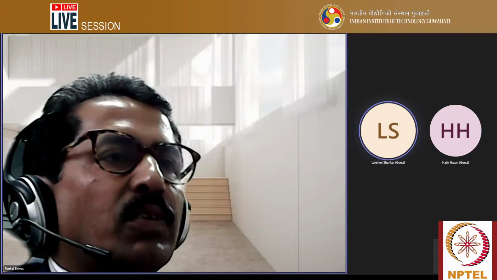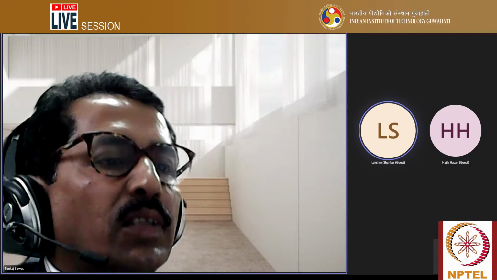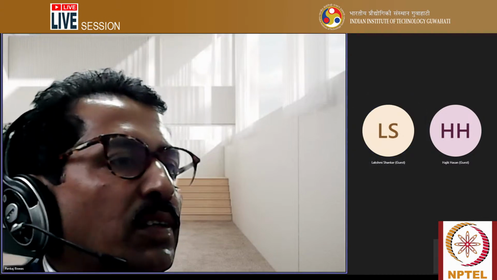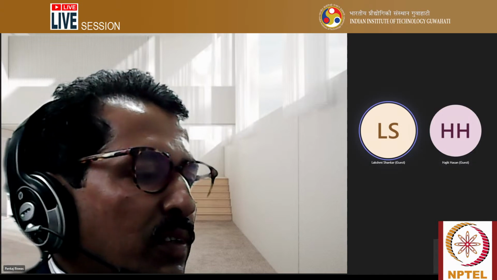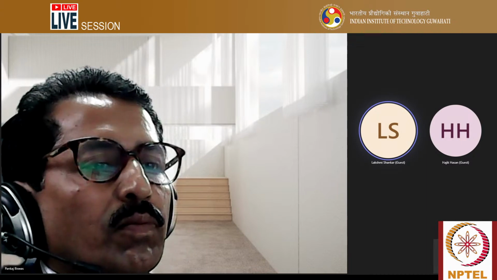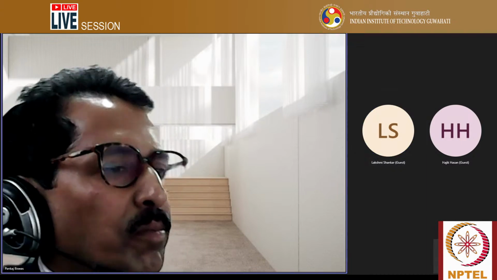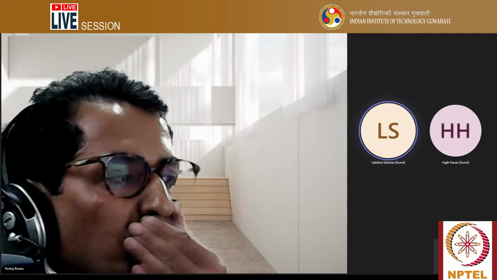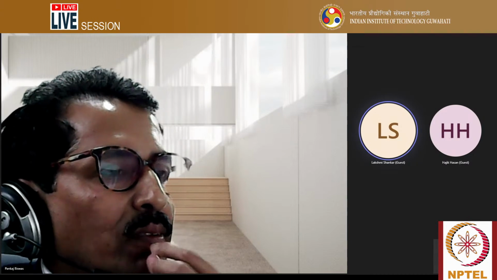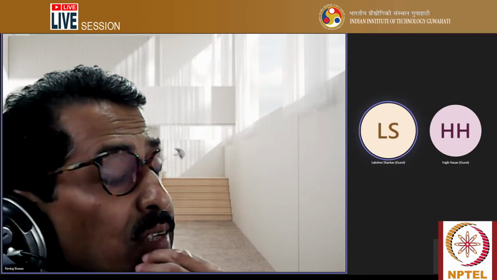Actually, sir, one more thing I want to ask. In our welding lab, they are practicing V groove for making some butt joints. They are making double V grooves in just 5 millimeter MS plate for practice.